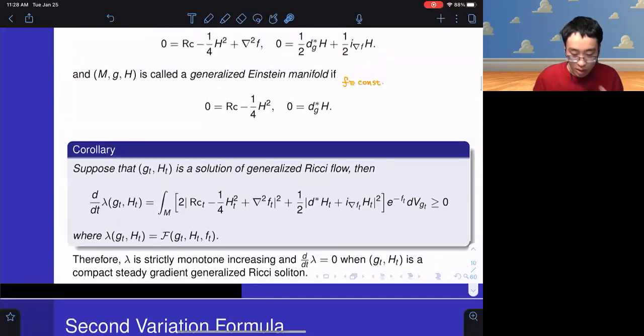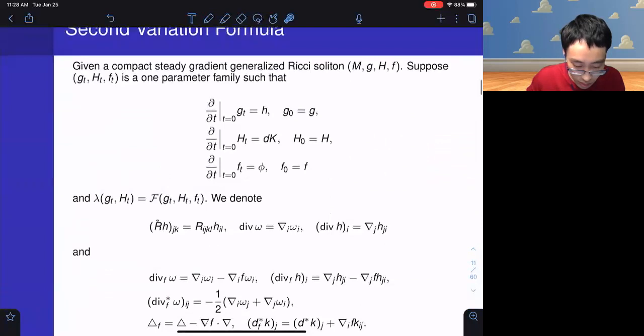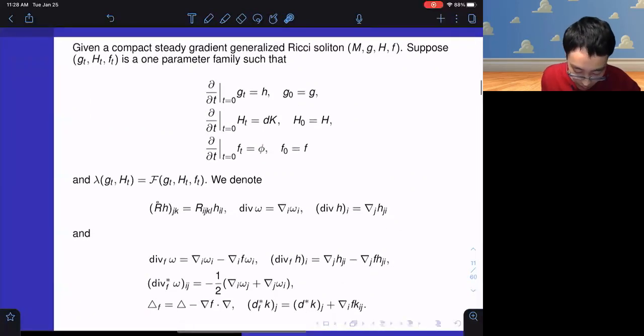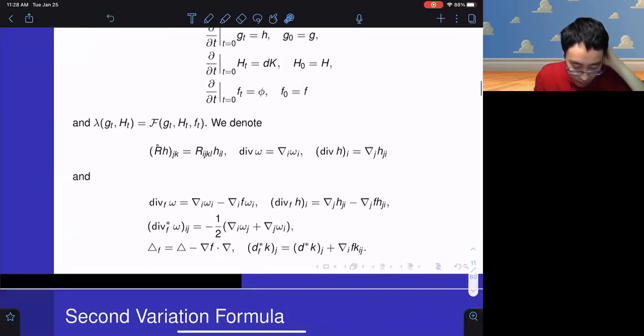Okay, so far this is a review of what we did in the first variation formula. Later I will move to the second variation formula. In this case, let me fix my convention: again, the derivative of g is h, the derivative of h is dk, and the derivative of f is phi. It's a little bit messy, but I will mention the data if it appears. Okay, so this is our notation.